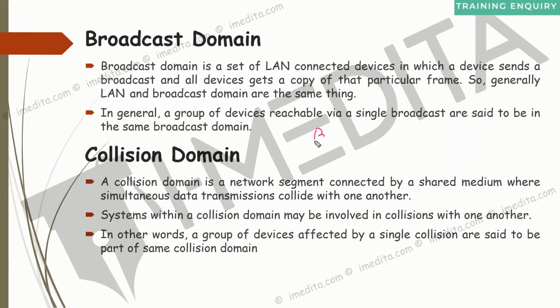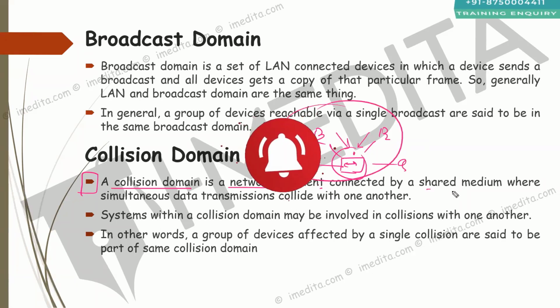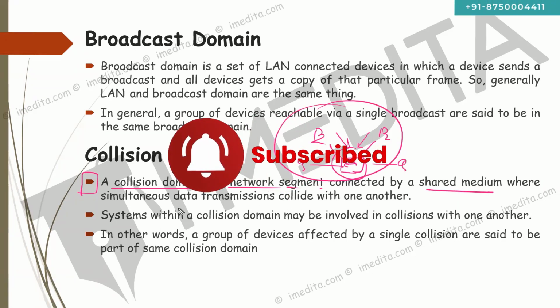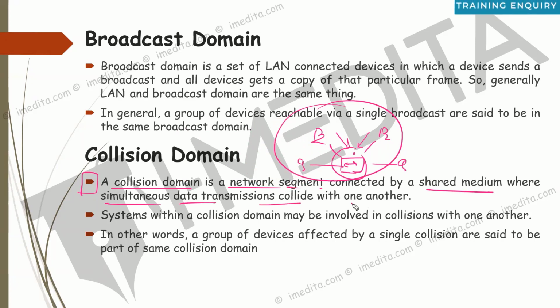Let's say we have multiple devices connected via a device called a hub. If I try to transmit data from A to B and from B to A at the same time, the data will collide at this hub, creating problems. So a collision domain is a network segment connected via a shared medium, where simultaneous data transmissions collide with one another.